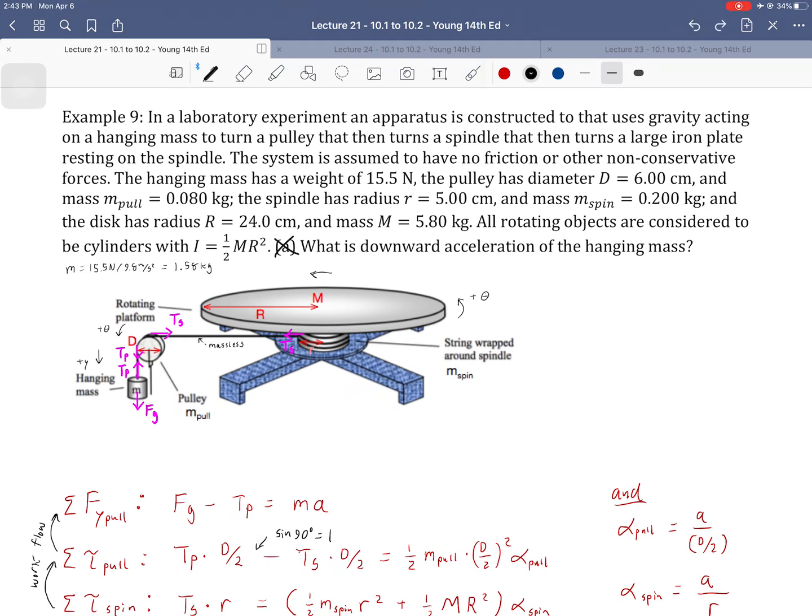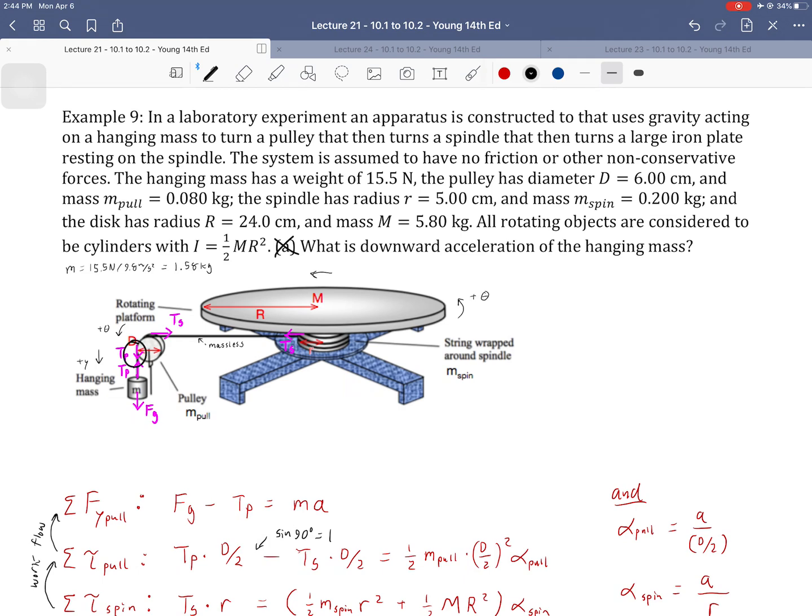The single driving force is gravity, right? Because that gravity, depending on how quickly the hanging mass is going to accelerate, is going to create a tension. That tension acting on the pulley is then going to create a tension that acts on the string connecting the pulley to the spindle, and then that tension is going to spin the spindle, and resting on top of the spindle is a large rotating mass.